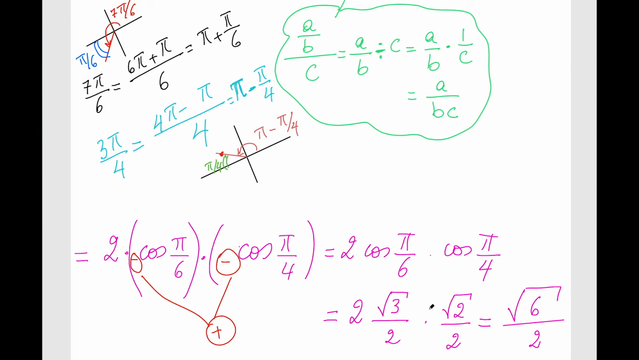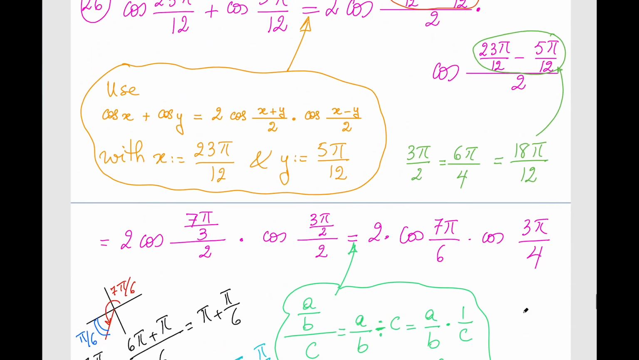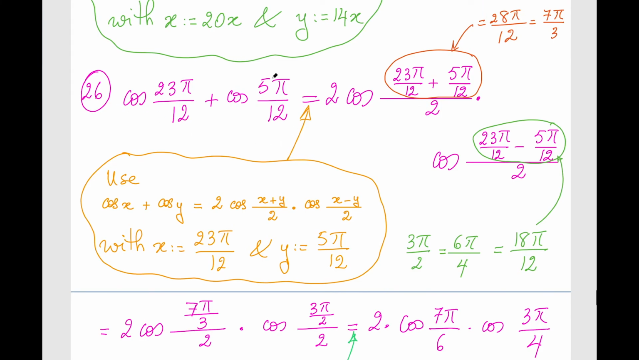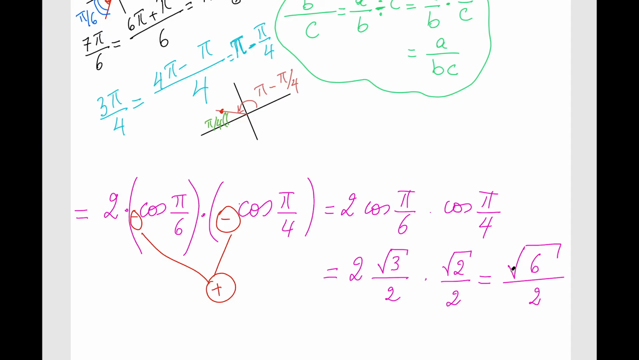So square root of 3 times square root of 2 is square root of 3 times 2, which is 6. Remember, square root commutes with multiplication. So the product of the square roots is the square root of the product of the radicands, which is 3 times 2 in this case. Okay, so at the end of the day, all this is equal to square root of 6 over 2.